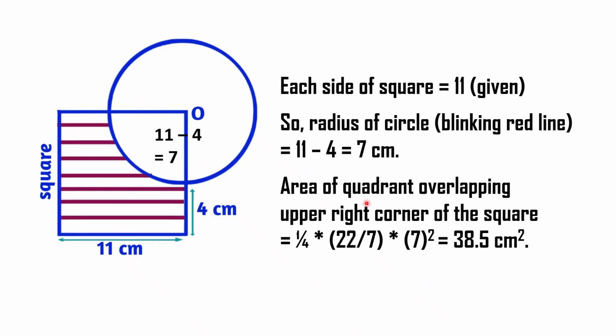So the area of the quadrant overlapping the upper right corner of the square will be 1 by 4 of pi r square. 1 by 4 is 1 by 4, pi is 22 by 7, and r square is 7 whole square. Radius is 7, so 7 square, we get 38.5 square centimeters. That is the area of the quadrant, the part of the square which overlaps part of the circle.